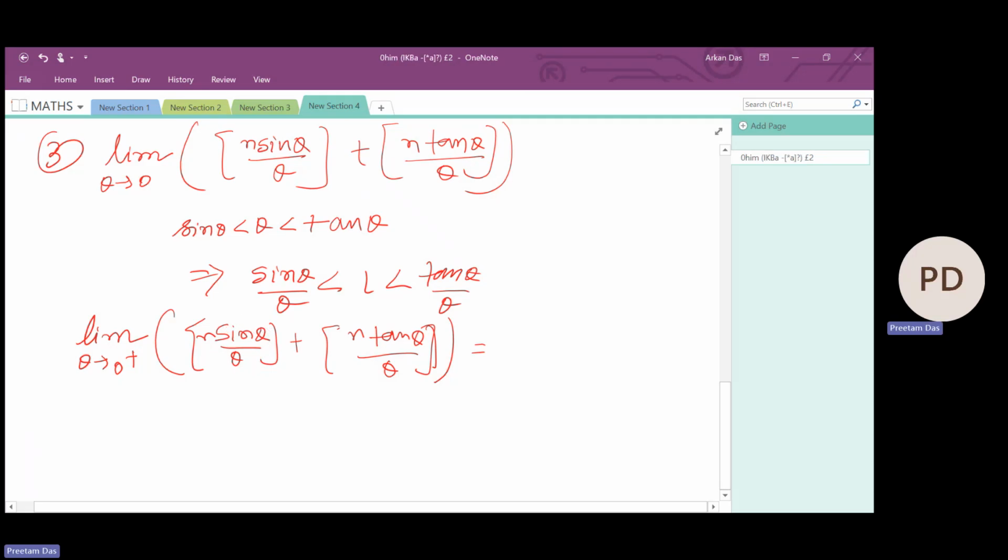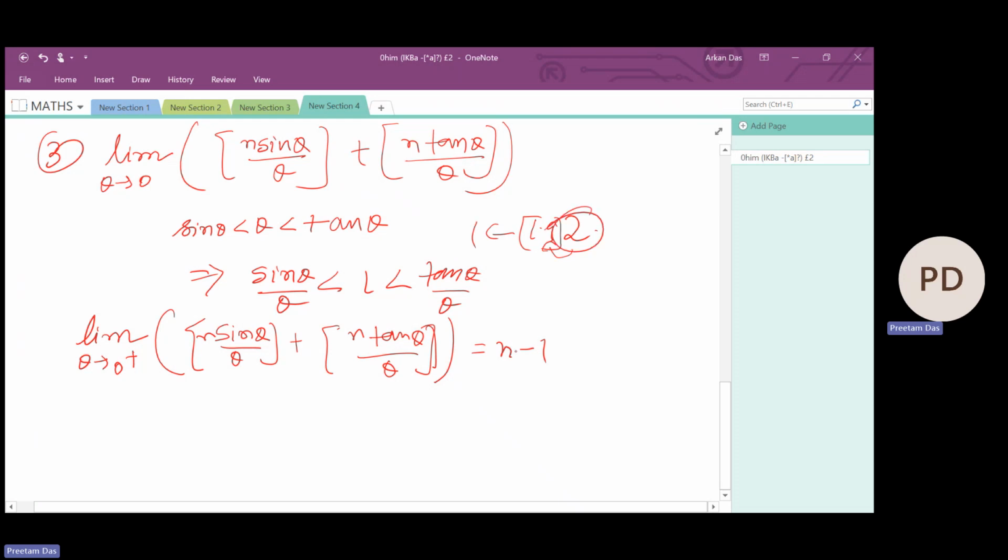Any number which is just less than n, what is the greatest integer of that? It is n minus 1. Let's say 2, you multiply it by a very small number. It becomes something which is very minutely less than 2, 1.9 something. And what is the greatest integer? It is 1. So 1 less than 2.